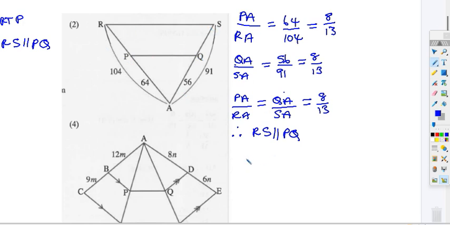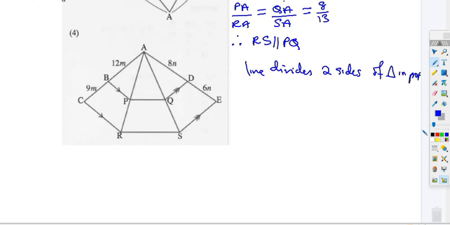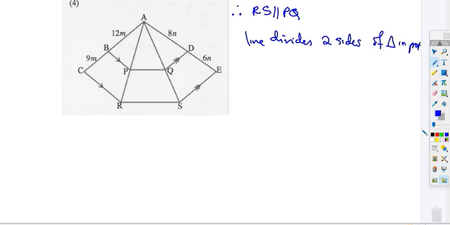And our reason there: line divides two sides of triangle in proportion. That is the reason there. That is the first question. Let's go to the second one.